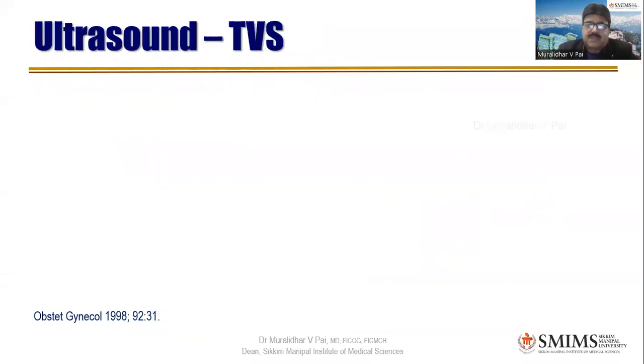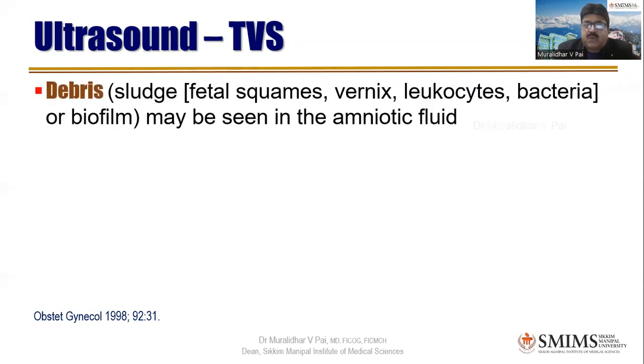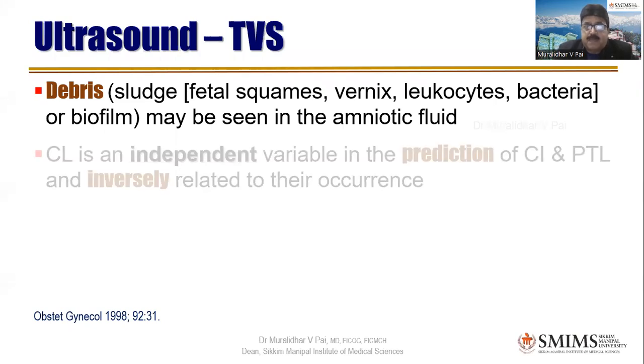Ultrasound, of course, transvaginal sonography is better, absolutely no doubt, because when you do a transabdominal ultrasound, you need at least a partially filled bladder that can compress the cervix, and cervical length may look apparently longer, even if it is shortened. So transvaginal sonography is better. You have to look for debris, that is sludge. Fetal squames, vernix, leukocytes, bacteria, or biofilm may be seen in the amniotic fluid, suggesting some sort of inflammation.